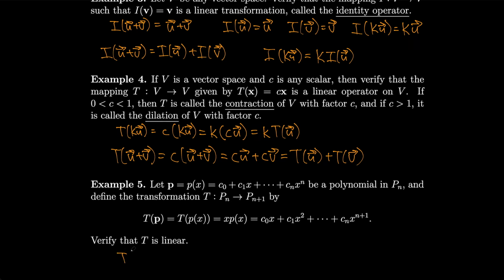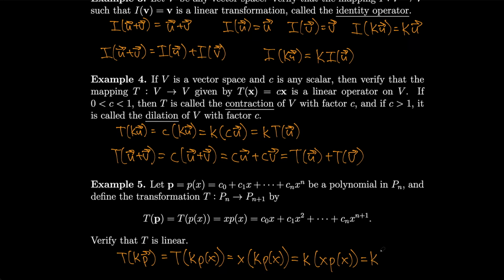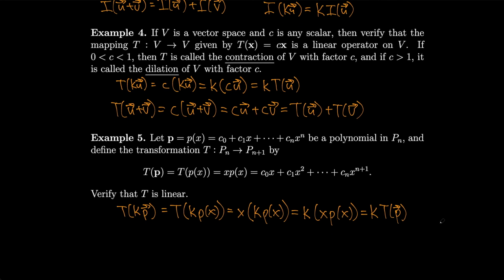Okay, let's look at T of kp. So we have to just verify that we can pull out constants. So let's see, T of kp in this case is T of k times the polynomial P of x. So that's just x times kp of x. So that's k times x times P of x. I can just switch the order. So that's k times Tp. Okay, beautiful.